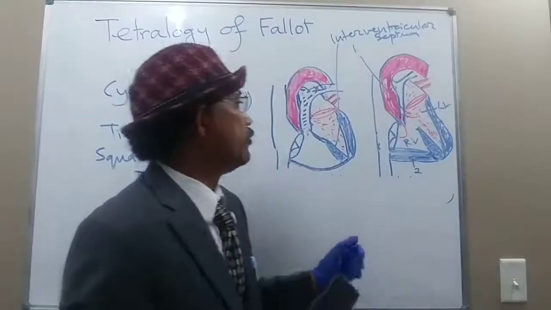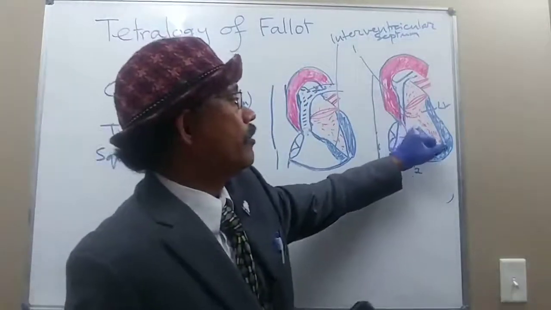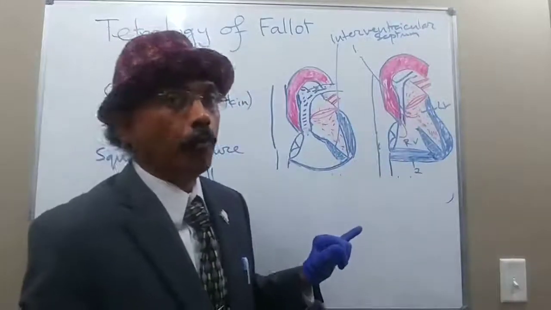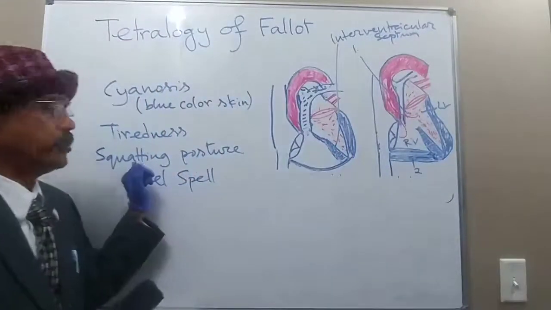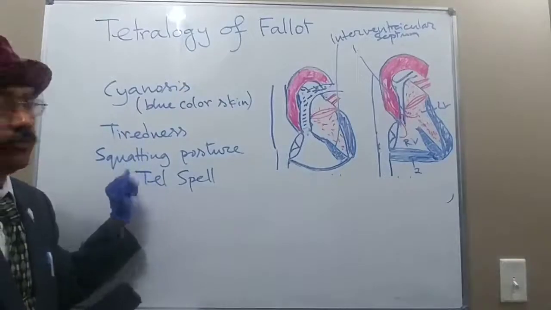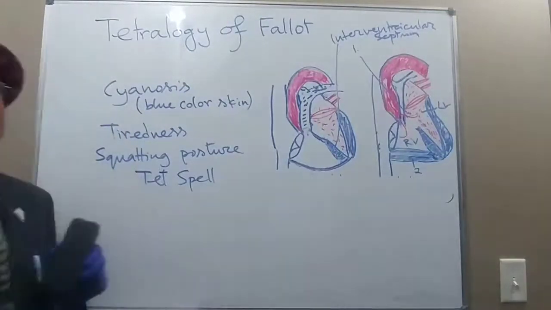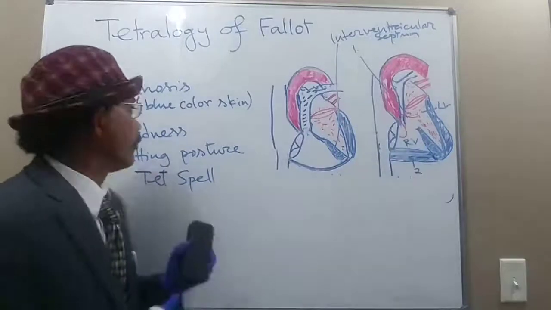If the child takes the squatting posture, then there will be increased venous return. The magnitude of right ventricle to left ventricle shunt will be decreased. Lung will get more blood supply. So squatting posture has some advantage, especially in case of Tet spell. Okay, so that is the condition.